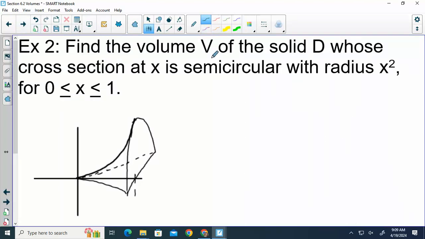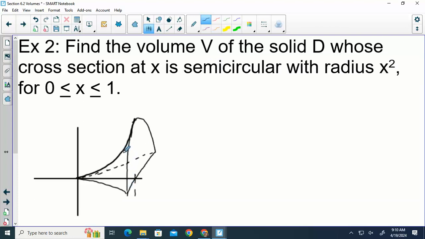Let's look at a problem. So I drew a beautiful picture for us already. We want the volume of the solid whose cross section at x is semicircular with a radius of x squared for 0 less than or equal to x less than or equal to 1. Okay, so this is my solid.